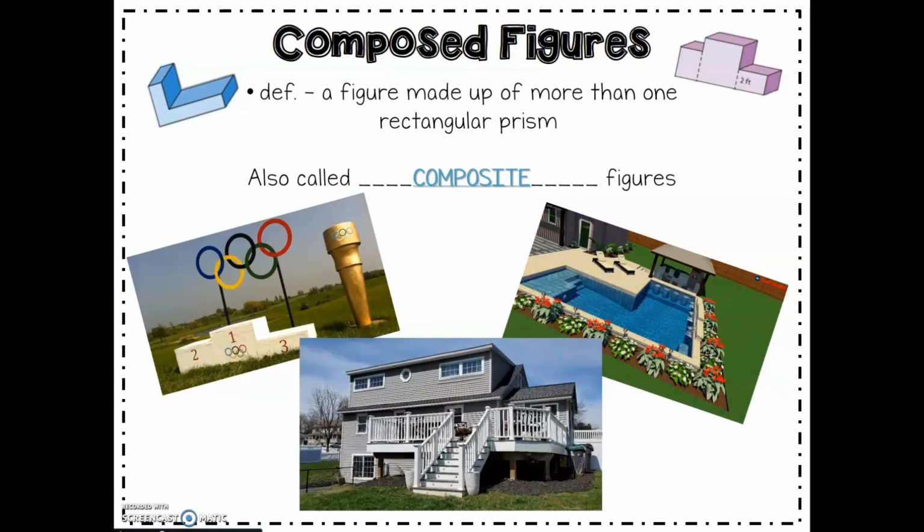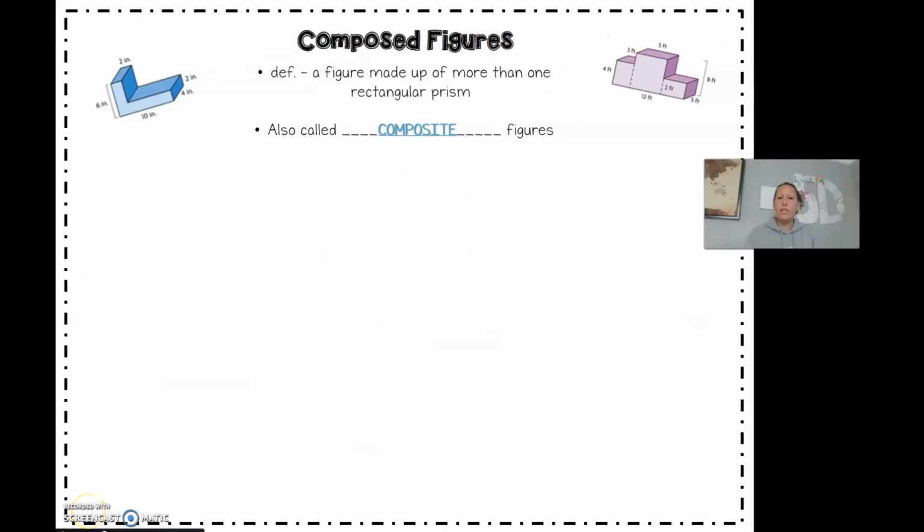And my back deck is a composed figure. You might notice that this side right here doesn't come to a point, and it's kind of hard to tell, but this piece of my house sets back a little bit. It's not a perfect rectangular prism. So those are all composed figures, and that's how they might come up in real life. So let's take a look at how we'll see this in math.